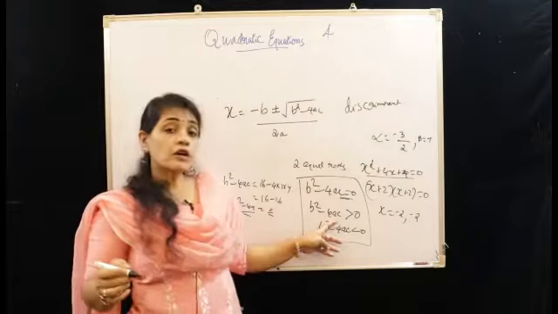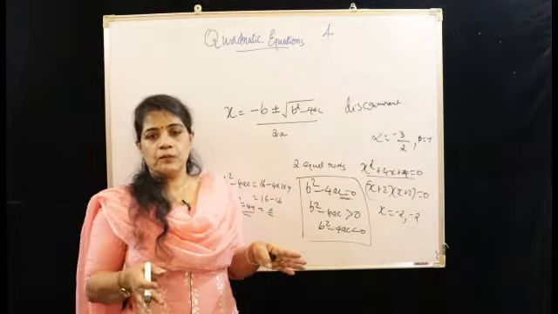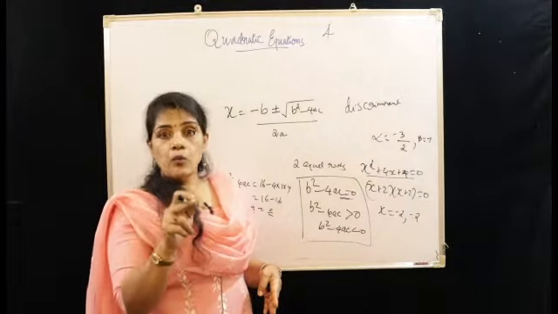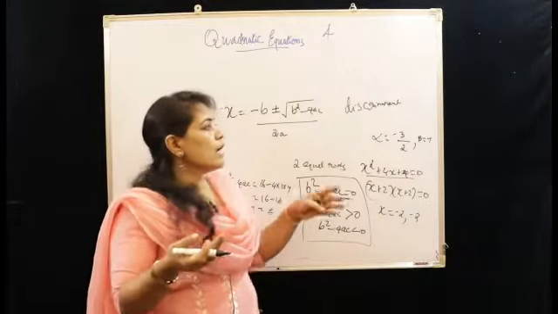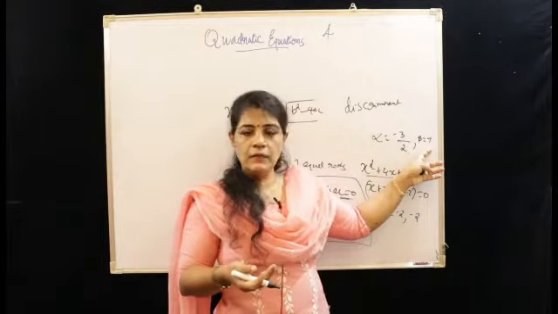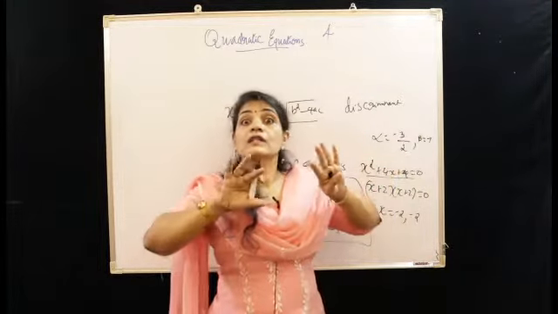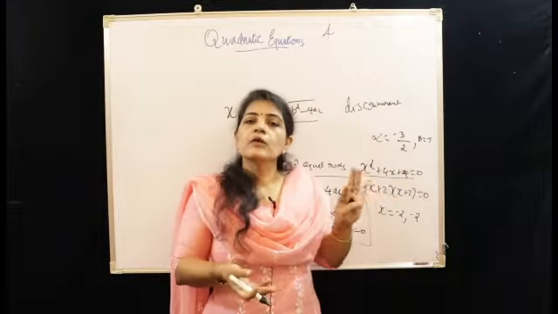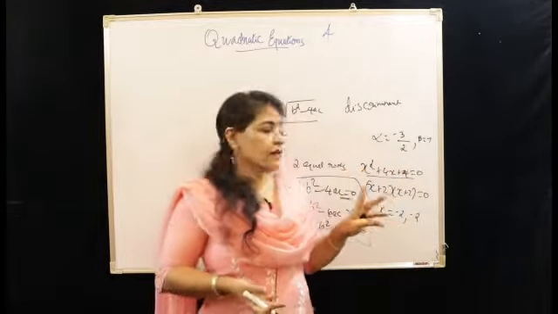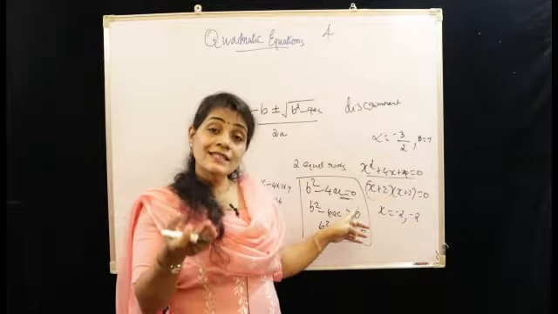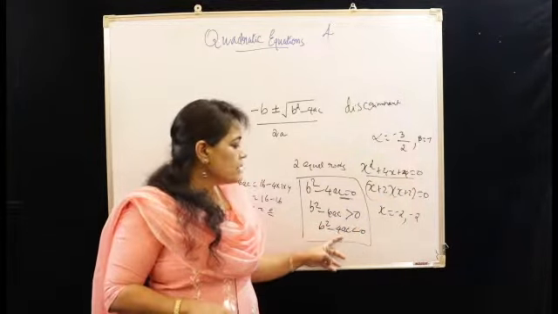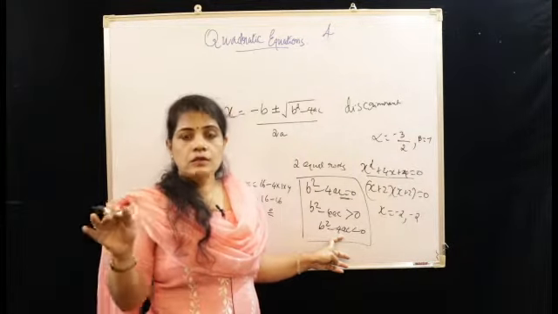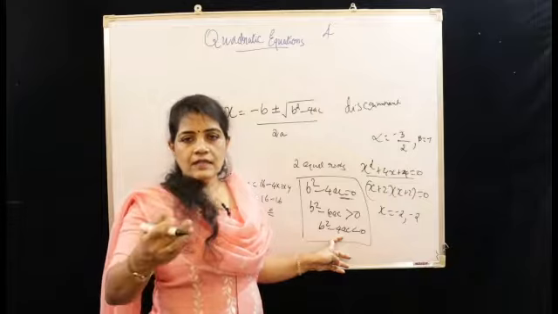Understood? If b square minus 4ac is greater than 0, in the previous example we have seen that b square minus 4ac is equal to 1. In that case we got alpha as minus 3 by 2 and beta equal to minus 1. That means both are different. Two zeros, two roots are there, but both are distinct, when we have b square minus 4ac greater than 0. And if b square minus 4ac is less than 0, in that case no real roots.